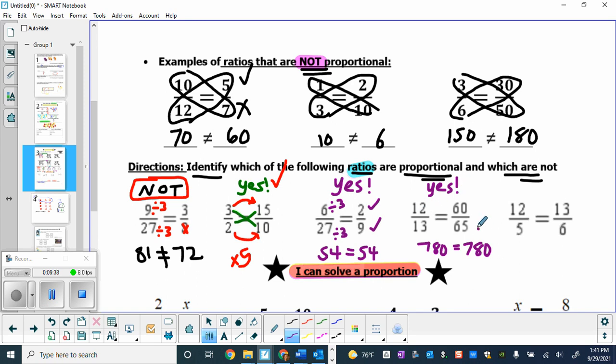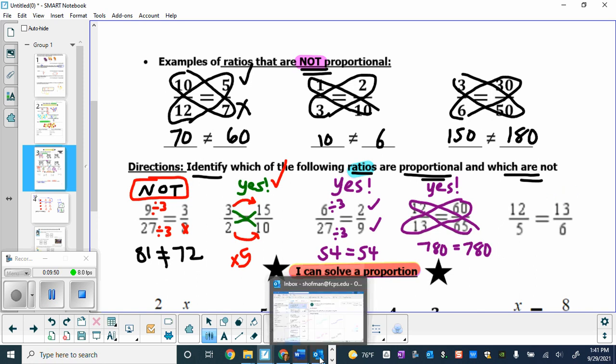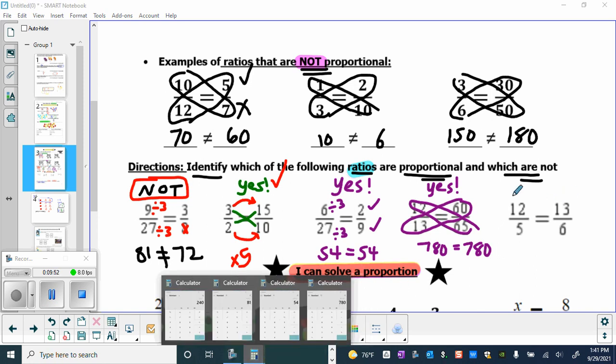Again, when you do 12 times 65 and 60 times 13, we get the same answer. All right, so we've got one more to just try here. So let's bust out that calculator.